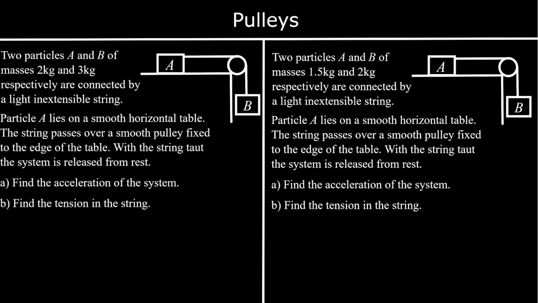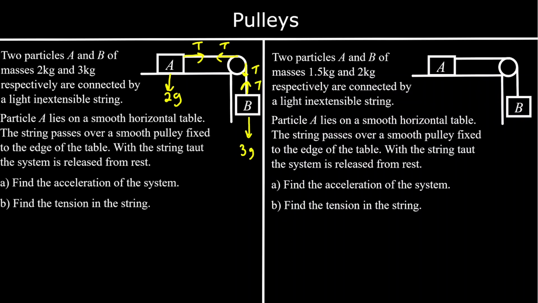Here's another question. Two particles A and B of masses 2 kilograms and 3 kilograms, respectively. So A has a weight of 2g, mass times gravity. B has a weight of 3g. They're both going to have a tension force acting on them. So B is going to be resisted by the tension. A is going to be pulled along by that tension. And of course, there's an equal and opposite force acting on the pulley. And so it's a smooth horizontal table.